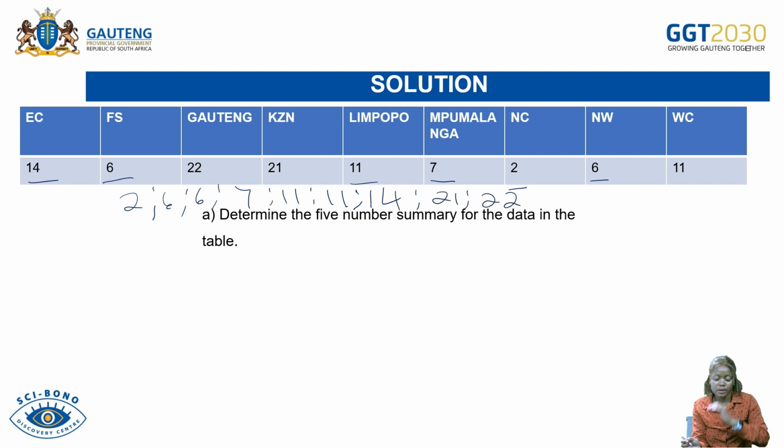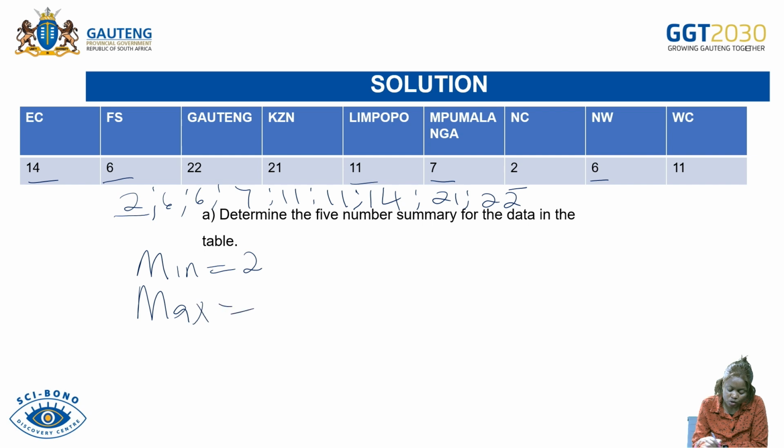So when they say we must determine the 5-number summary for the data in the table, you are starting with your minimum value. The minimum value is the smallest value in the data set, which is going to be 2. And then the maximum value is the biggest value in the data set, which is given as 22.